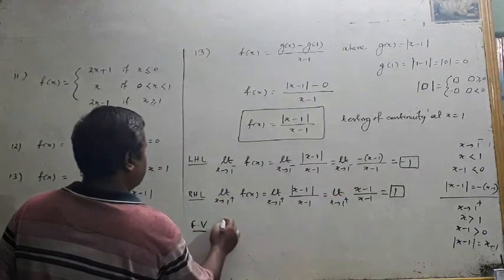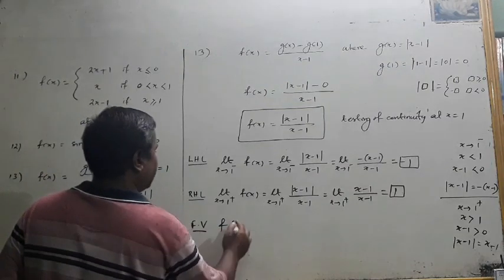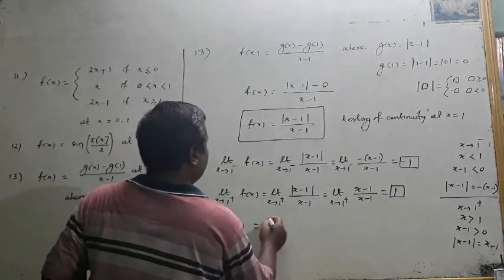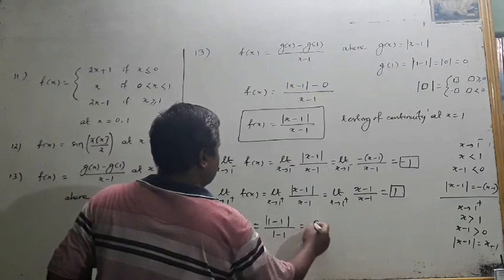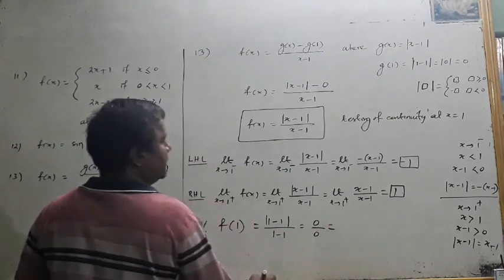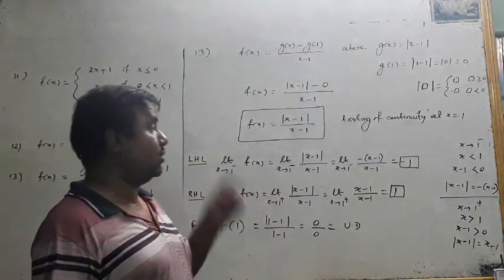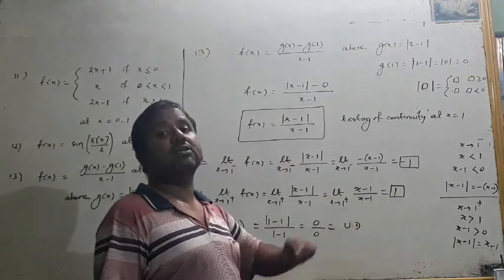What is the functional value? Functional value is f(1). f(1) means here f(x) is this. What is f(1)? It is equal to |1 minus 1| by 1 minus 1, that is 0 by 0. 0 by 0 is undefined. Don't think 0 by 0 is 0. Don't think 0 by 0 is infinite. Only, 0 by 0 is undefined.